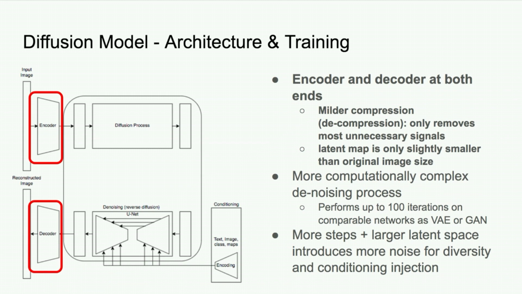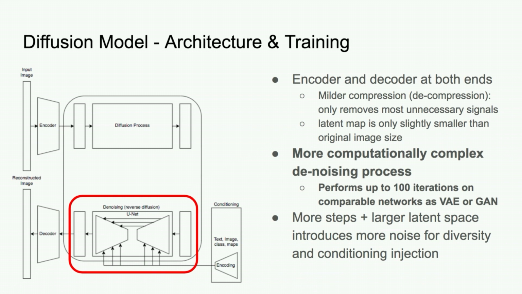Just like VAE and GAN, the model consists of an encoder and decoder at both ends. However, these stages perform a milder compression in that it only removes the most unnecessary signals. Therefore, the latent map is only slightly smaller than the original image for the diffusion process. The diffusion process itself is far more computationally complex than the other approaches. This iterative process is performed many times, up to 100 iterations, through comparable networks as GAN or VAE for more stable refinement.